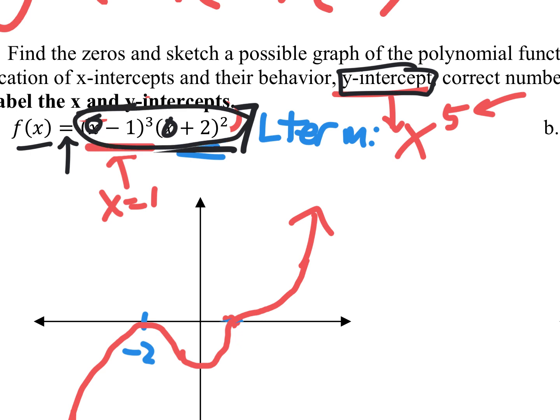Let's do it. What's negative 1 to the third? Alex, you got that? Negative 1 to the third? Yep, it's just negative 1. And then 2 squared? Now multiply them.